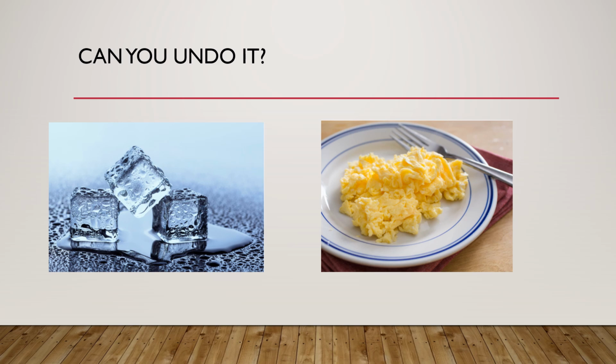Is scrambling an egg a chemical or physical change? Well, can you undo it? Can you unscramble an egg? Once you cook your egg, is there anything you can do to it that would make it go back to the way it was when you first cracked the egg? No, there isn't, is there? That means it's a chemical change.